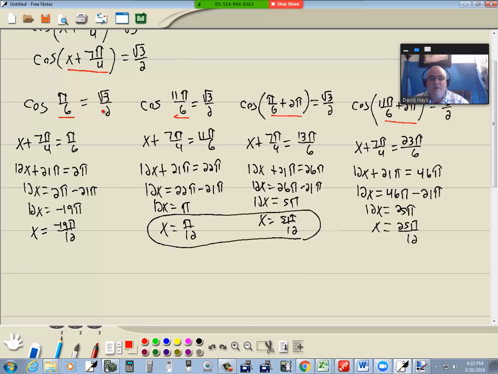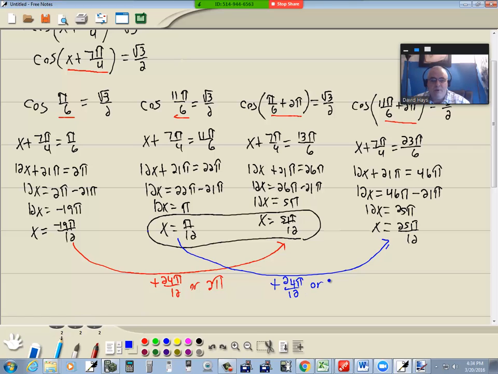Now, from here, pi over 6, we added 2 pi. If you look at going from this angle to this angle, negative 19 pi over 12 to 5 pi over 12, I'd be adding 24 pi over 12, or 2 pi. Now going from this angle here over to this angle, I'm also adding 24 pi over 12, or 2 pi. Now I don't see a connection here when I go from pi over 12 to 4 pi over 12. When I say a connection, I mean a consistent pattern I can apply anywhere.